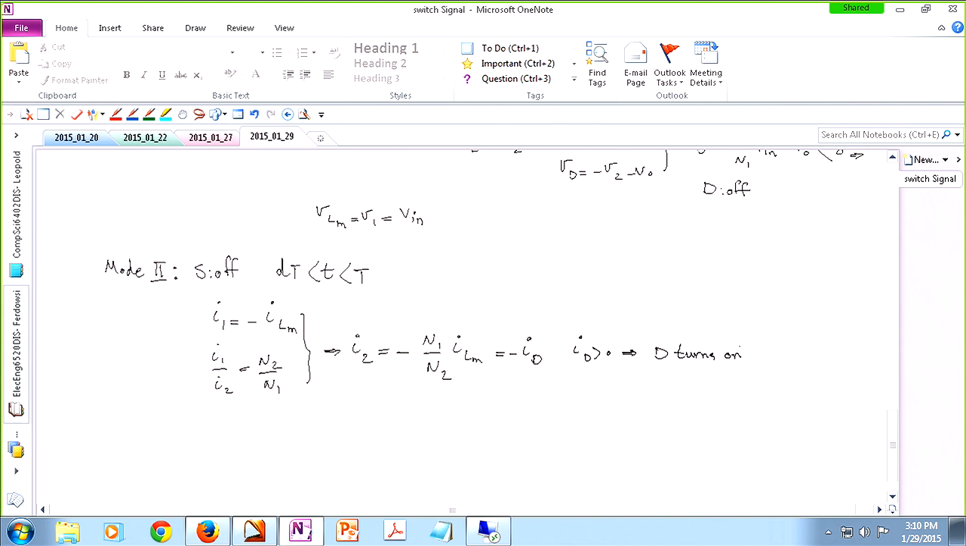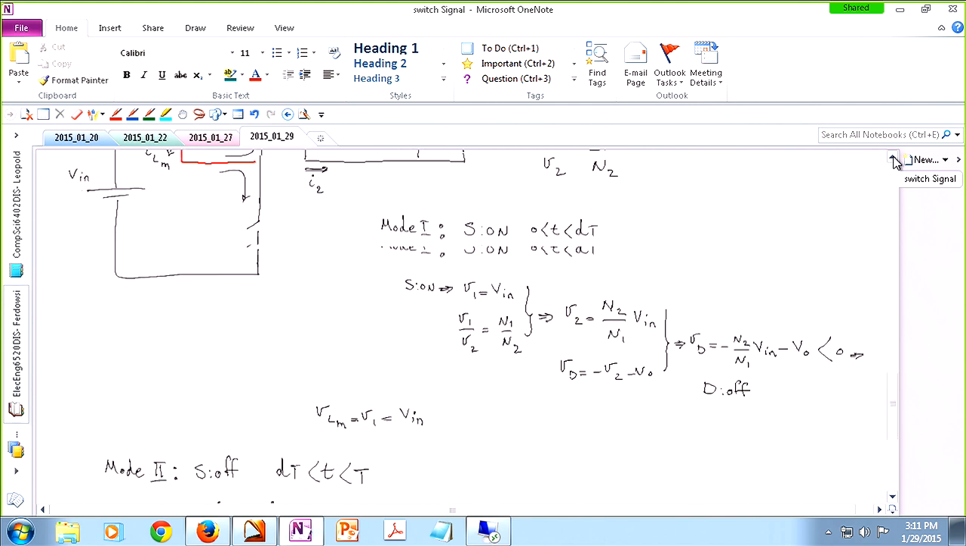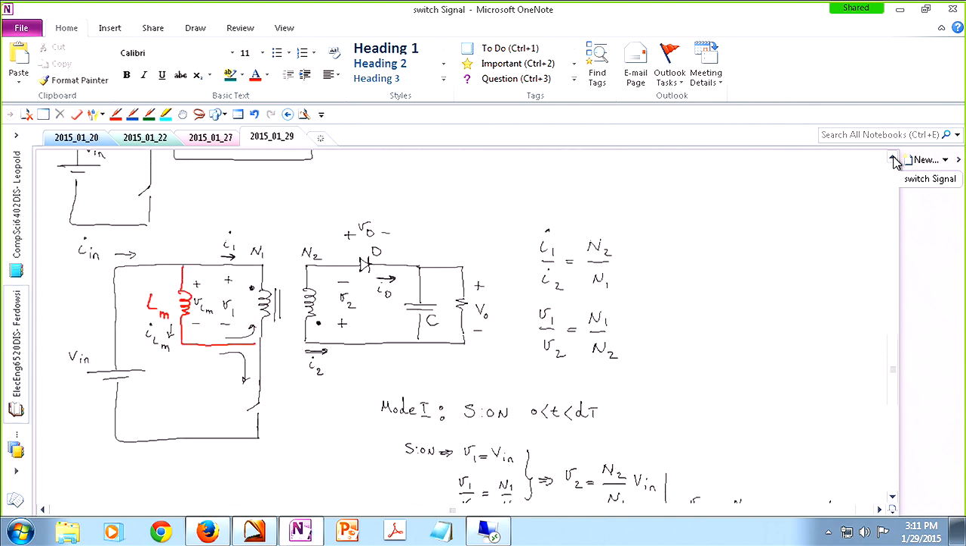So again, no surprises here. We turn the switch off, the diode turns on, but it was a little bit more complicated because we had a transformer involved as well. Now let's try to find an expression for the voltage that is applied to the LM, the magnetizing inductance. On the primary side, we cannot find that voltage because the switch is open.